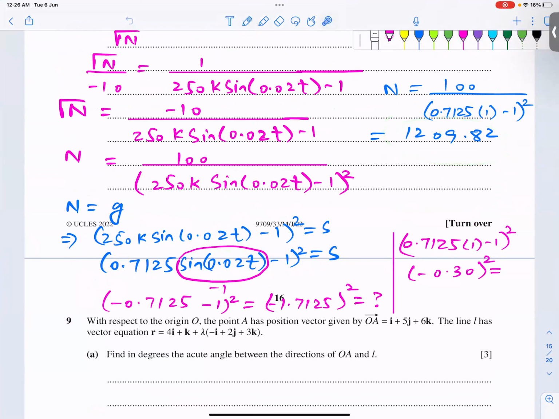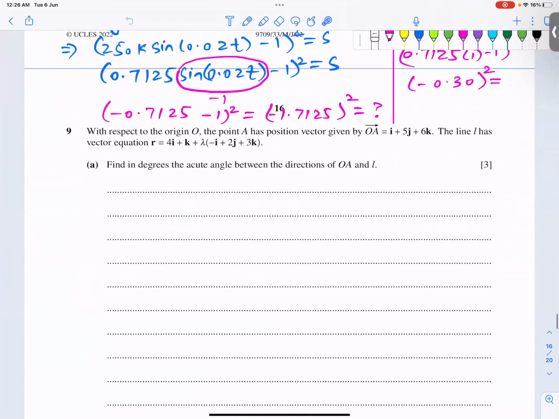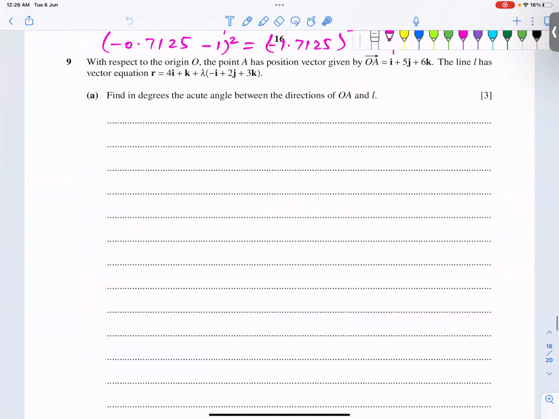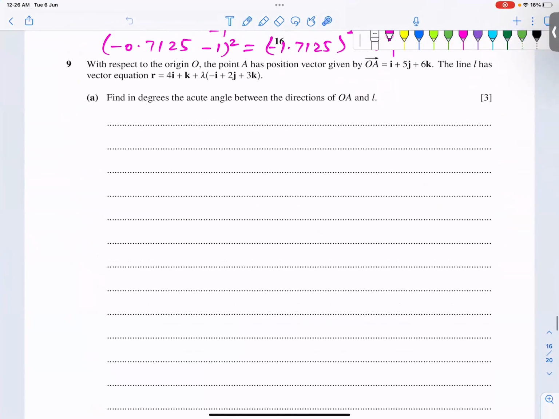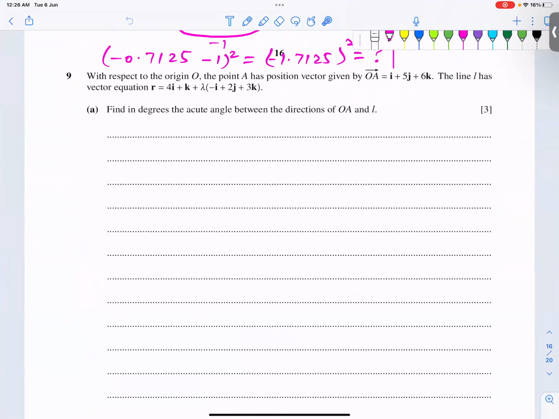Okay, so moving to question 9. With respect to the origin O, the point A has a position vector OA. The line L has the vector equation given. Find in degrees the acute angle between the directions of OA and line L. While doing questions of vectors, always try to draw the 3D diagram.